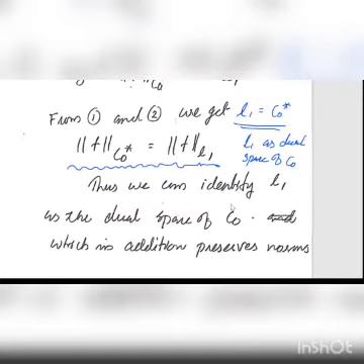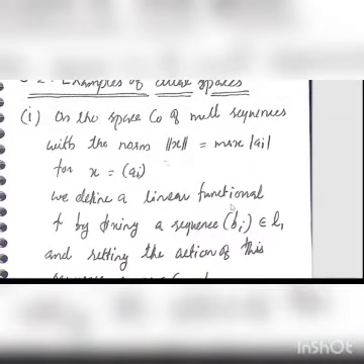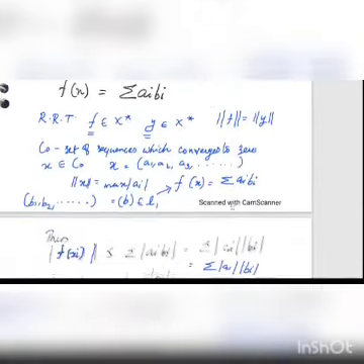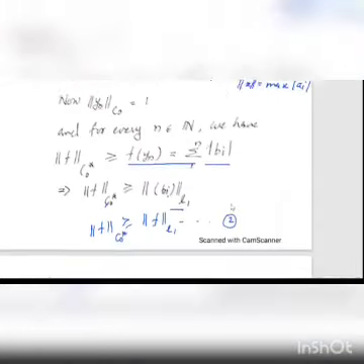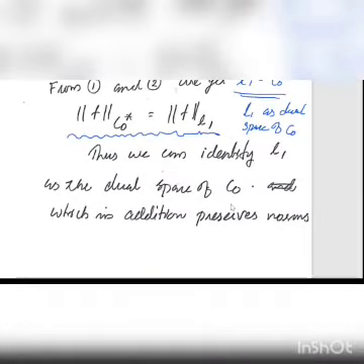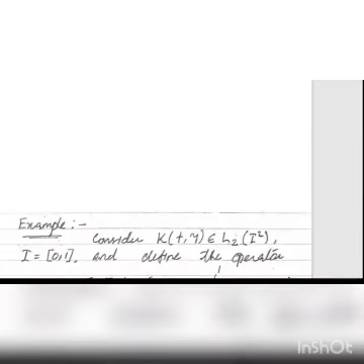I think I have taken only a few things today. So what is the reflexive space? The next one, example of a dual space. Okay, so you have found the dual space of C naught, and found that that is equal to L1. Okay, so you have proved that C naught star is equal to L1. Okay, we have to go through a few more examples and some problems that we can do in the next class. Okay, thank you for your patient listening.